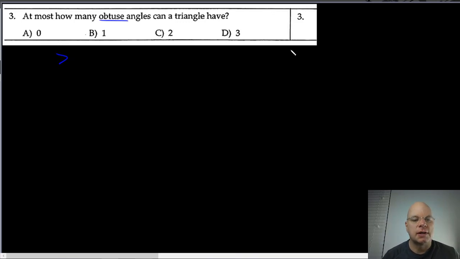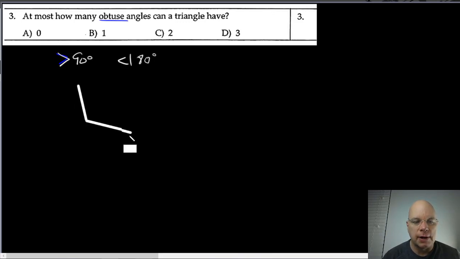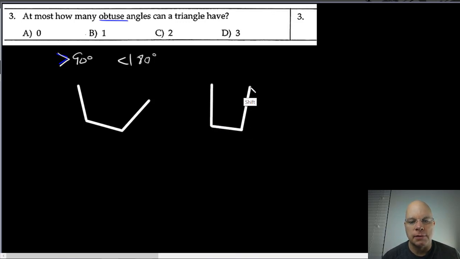90 degrees and less than 180 degrees. So an obtuse angle is something greater than 90 but less than 180. And then there's different ways to realize that there can only be one. If I have two obtuse angles, even if it was just a little bit more than 90, these sides are never going to meet up to make a triangle. You can't have more than one obtuse angle.